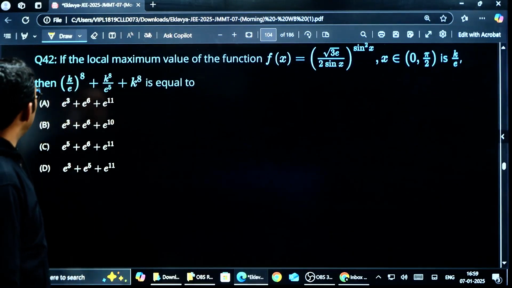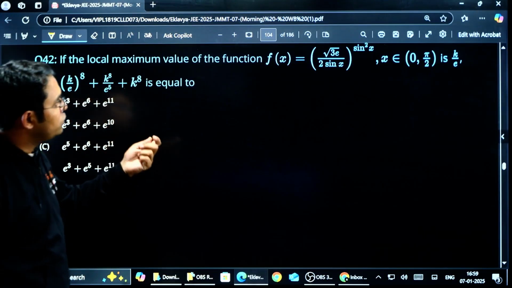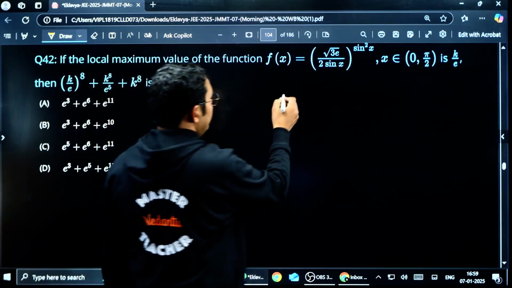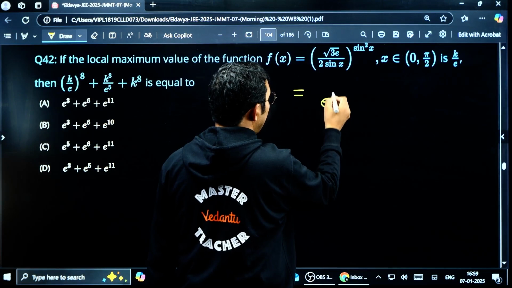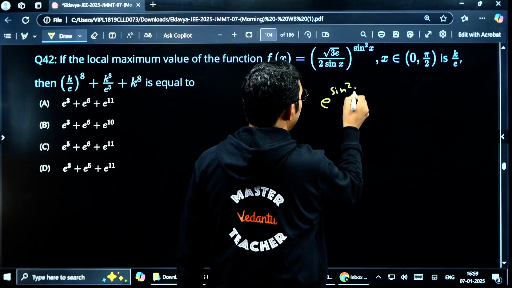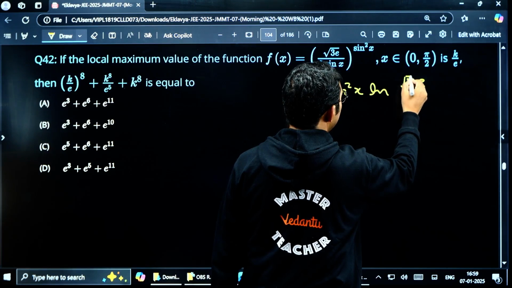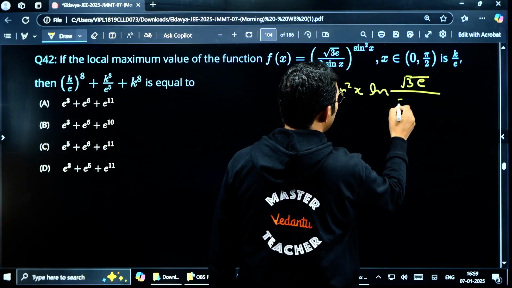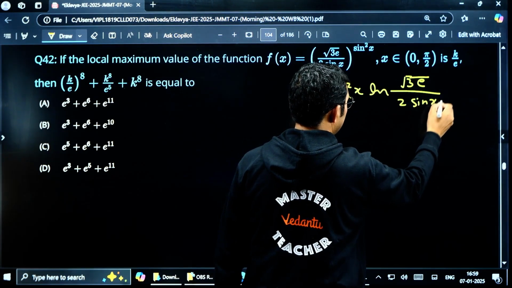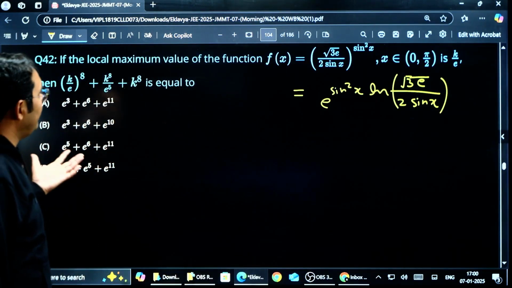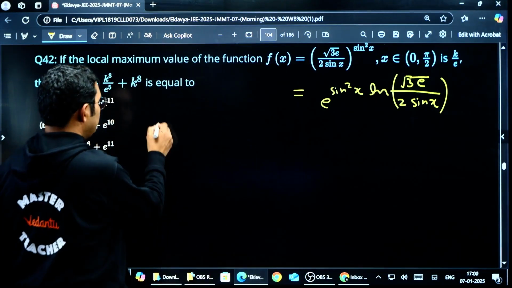If the local maximum value of this function is k upon e, we have to find this expression. Please see this function; we can write it as e raised to the power sine square x into ln of root 3e upon 2 sine x. I think e is also inside the root. Okay, by taking log. Now we have to find the local maximum, so I will be differentiating it first.